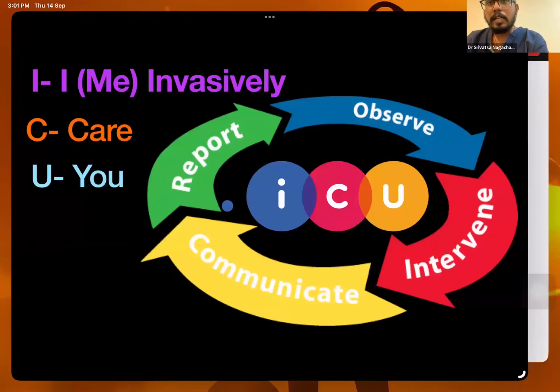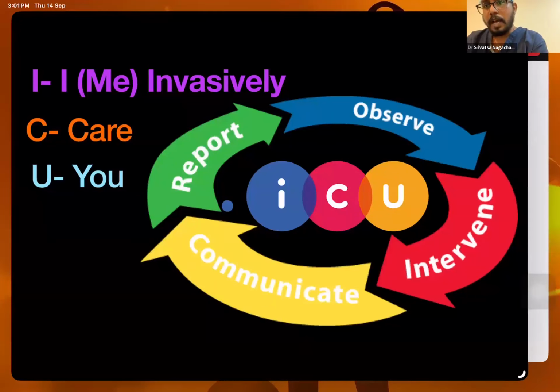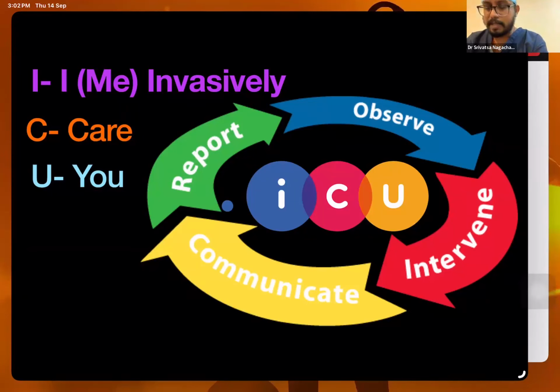And the term ICU itself says that I invasively care for you. Any patient who is sick enough in the ICU will require some sort of invasive line, as simple as a Ryle's tube, or a urinary catheter, or a central line, or an endotracheal tube, or an ECMO cannula, or whatever. We generally care for most ICU patients invasively.